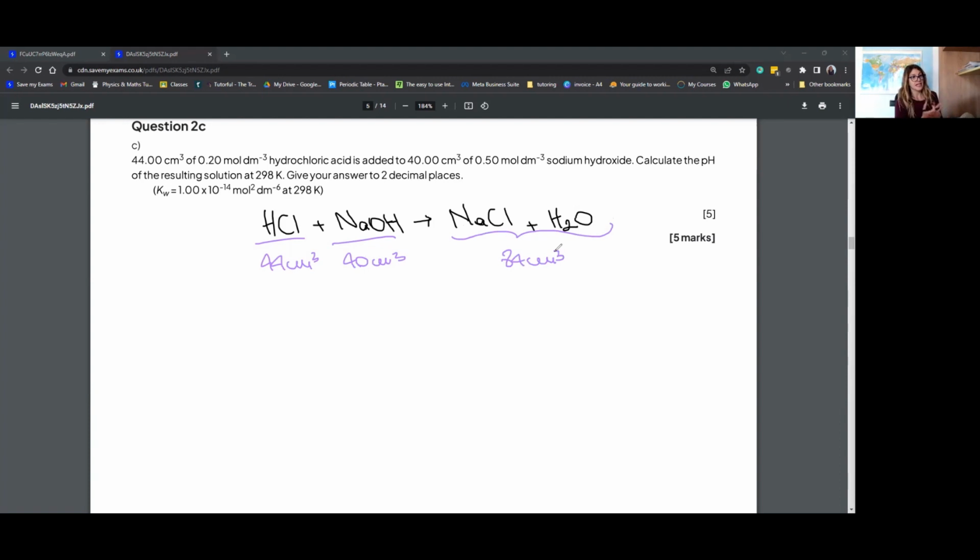But in this case, we can calculate the pH, but we need to think about what determines the pH, because they don't go perfectly to completion. I mean, the reaction goes to completion, but they probably don't neutralize each other completely because we have different volumes and different concentrations. So it could be that one of them is in excess.